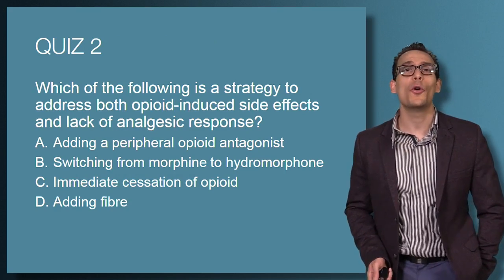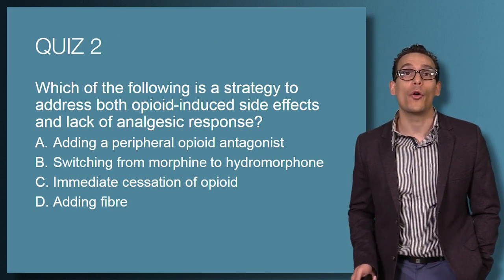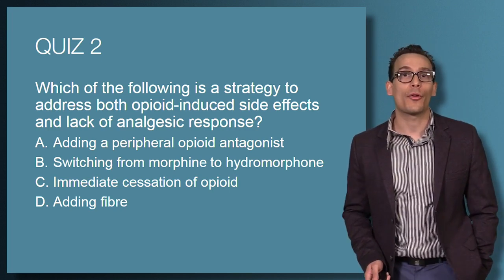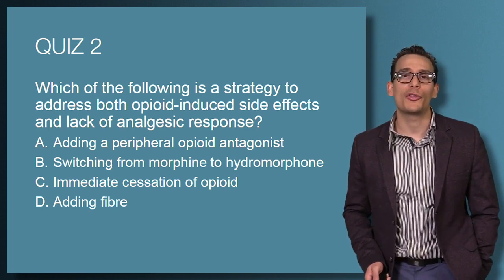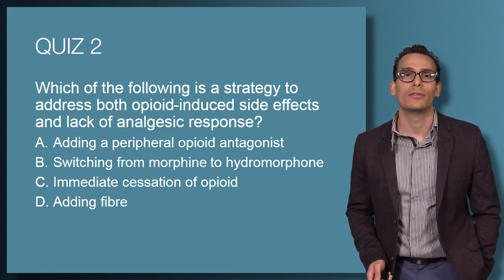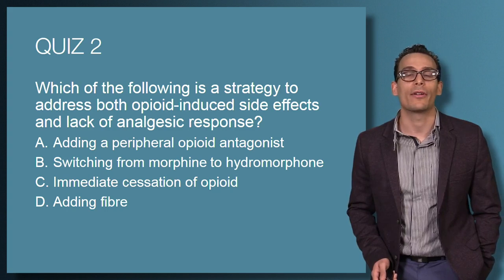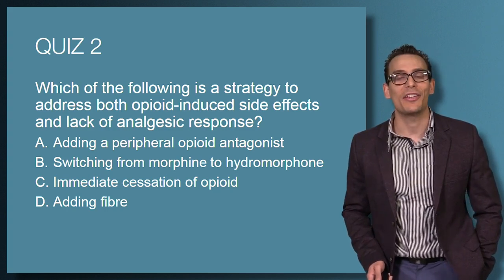Quiz 2. Which of the following is a strategy to address both opioid-induced side effects and lack of analgesic response? Is it adding a peripheral opioid antagonist, switching from morphine to hydromorphone, immediate cessation of the opioid, or adding fiber? Let's take a moment to pause the video.